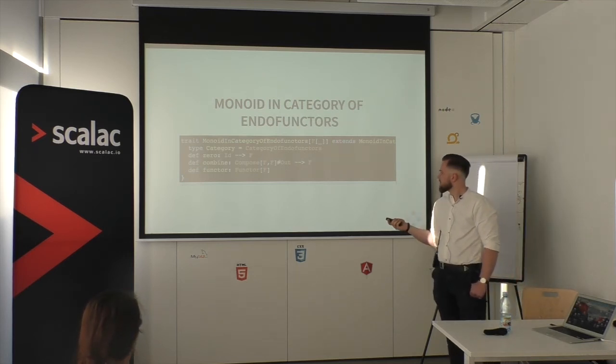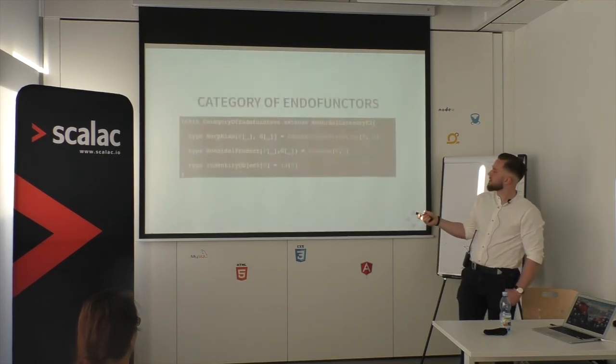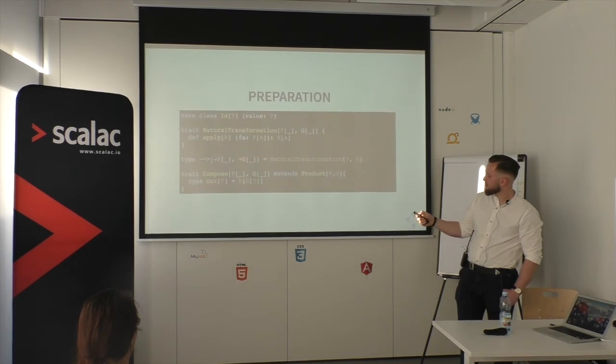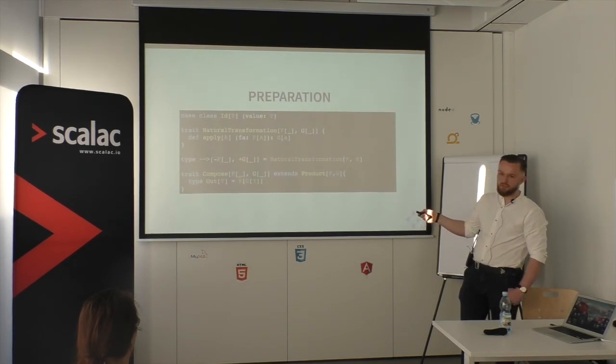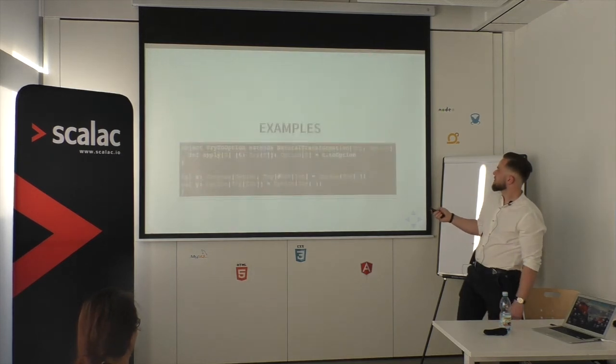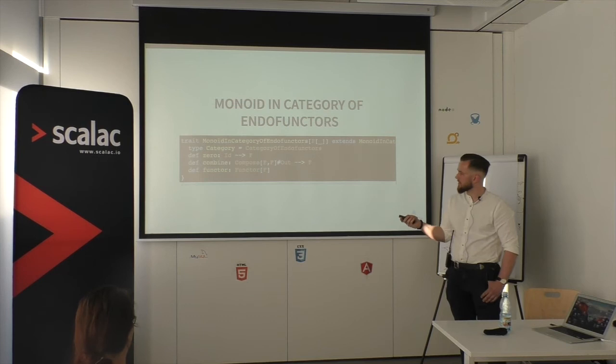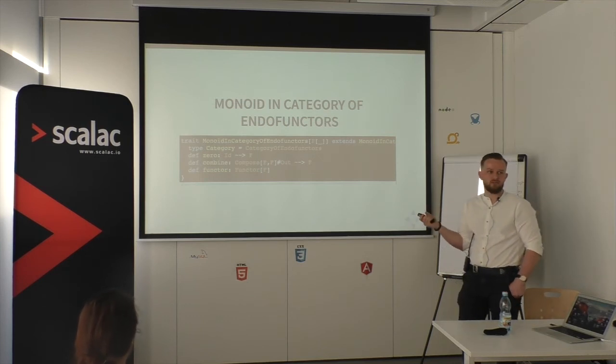Is that clear? What is the double tilde arrow? This is a type alias we have defined here. So this is just an alias for the natural transformation. Right. Okay? Just to have this a little less verbose. So yeah, just the natural transformation between different kinds of type constructors.